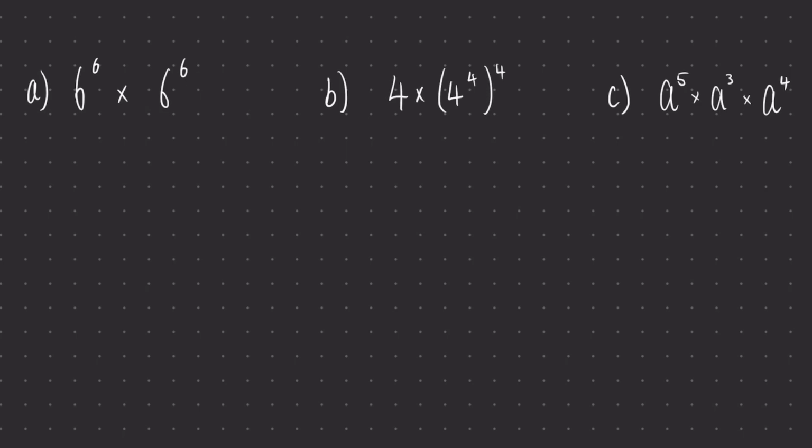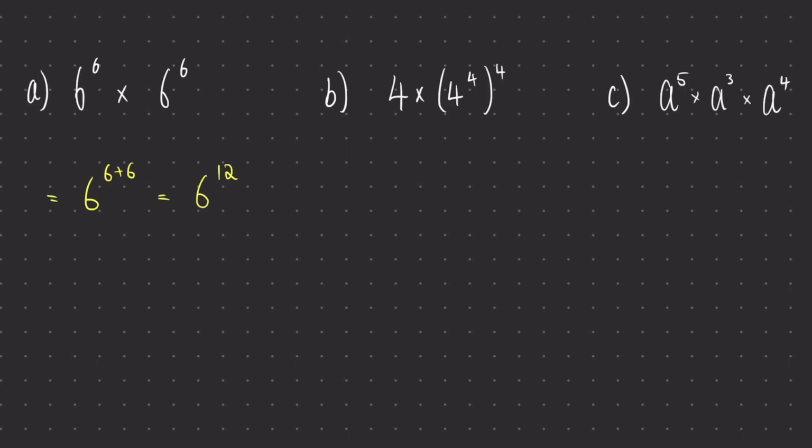So using the multiplication rule, I know that I need to sum together those indices. So it would be 6 to the power of 6 plus 6, which I can write as 6 to the power of 12. Now, I could work these out into a long number, but 6 to the power of 12 is a pretty big number, so I'm just going to leave it like that.